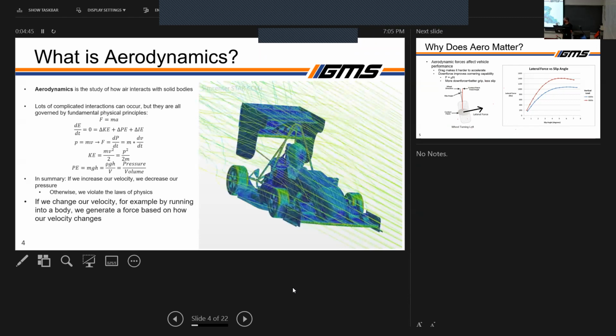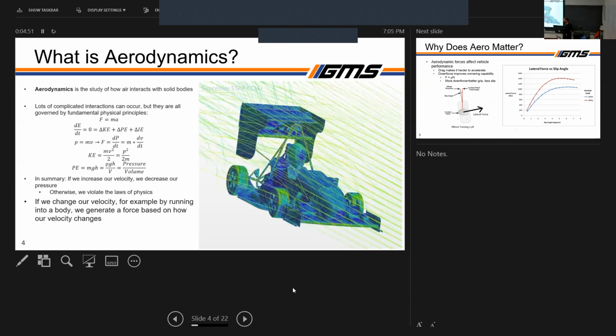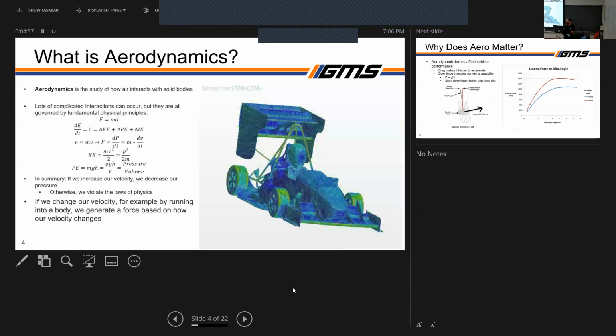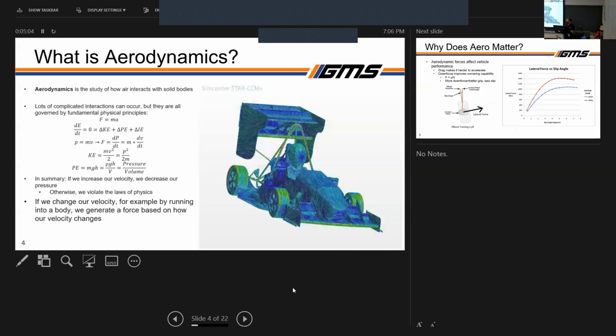And the balance is essentially that we end up changing pressure whenever we change our velocity. So that's kind of Aero in a general nutshell. That's about the easiest to understand way I could write it. But basically, if we change our velocity, we have to balance that out by changing our pressure.